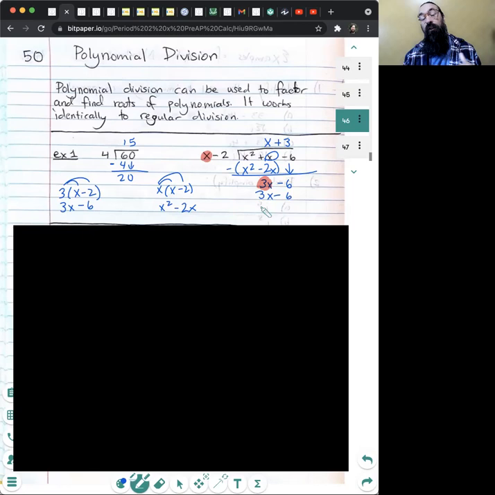What are we doing here? No, we're not adding. We're still subtracting. And so what is 3x minus 3x? Nothing. What is a negative 6 minus a negative 6? Negative 6 plus 6, that's 0. And so we get no remainder. And let's go back real quick. It says it can be used to factor. So what have we just found? Because there's no remainder, by dividing this polynomial by x minus 2, we've shown that x minus 2 is a factor. So this is a factor.